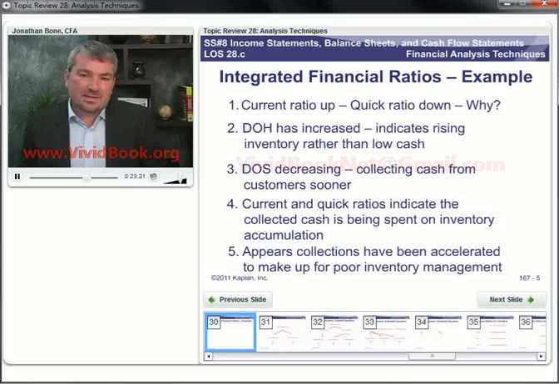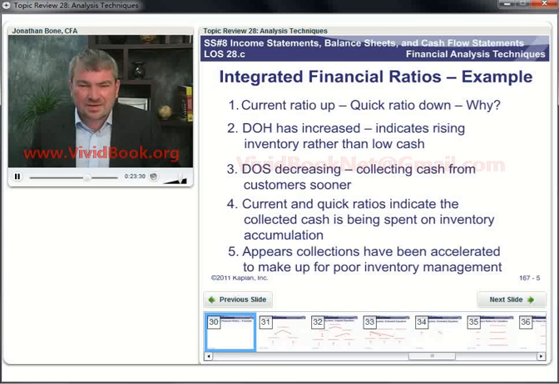Okay, so it appears that the company has improved the cash collection from customers and is using it to make up for poor inventory management. Well, hang on a second, that's a bit of a jump. They might be building up their inventory levels because they think that sales are going to increase in the future. Of course, one interpretation could be that they've got poor inventory management.